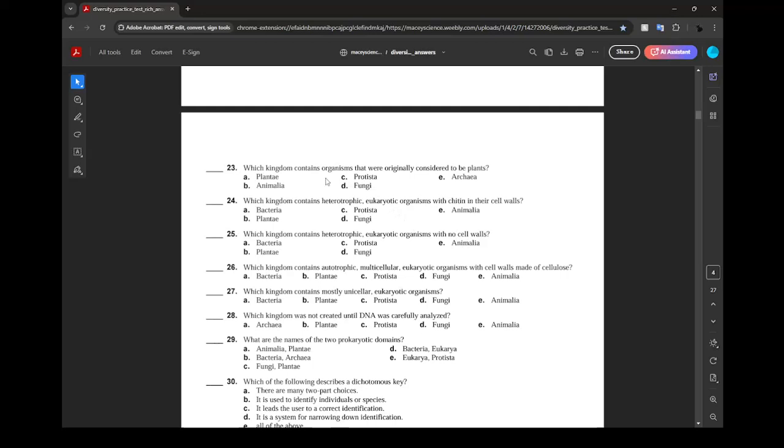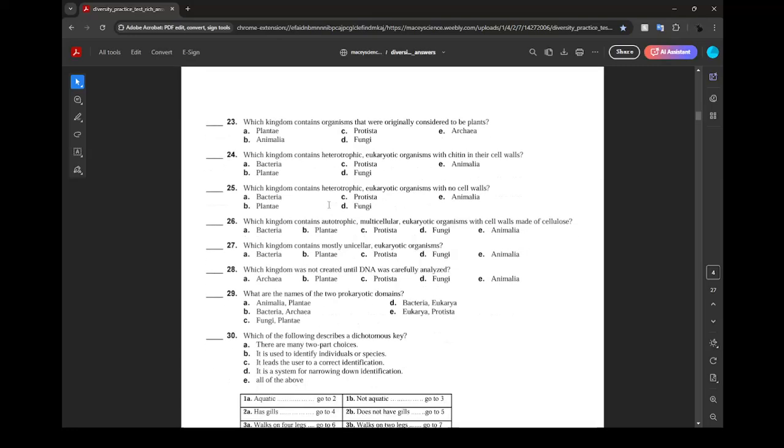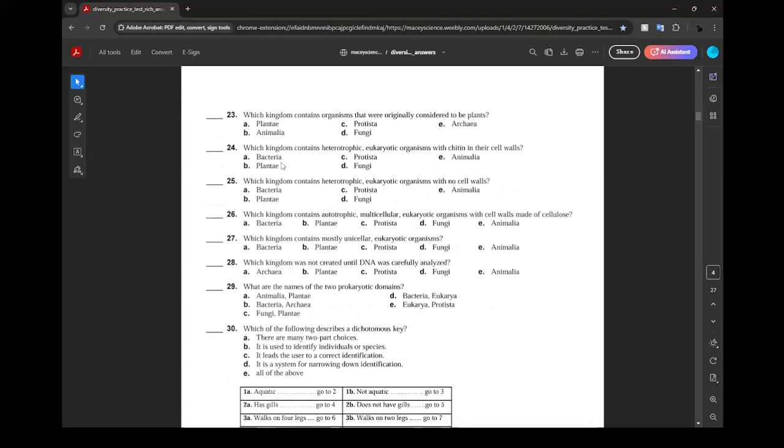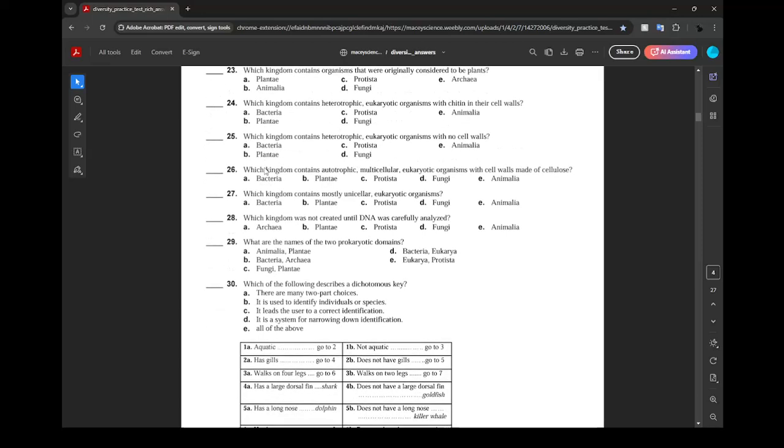Which kingdom has chitin in their cell walls? That just gave everything away. Chitin in your cell wall. That's right here, fungi's friend. That's the only one that has chitin in their cell wall. Well, potentially they could, but they're heterotrophic and they're eukaryotic organisms and chitin, so that makes it right there. Fungi. Plants are autotrophs, so they're out of the picture.